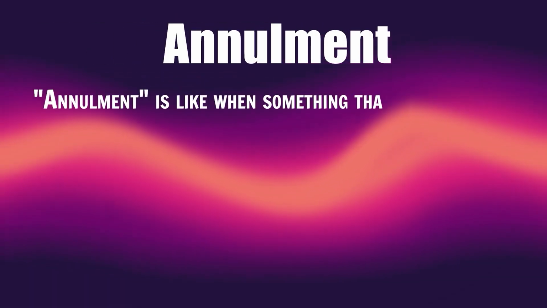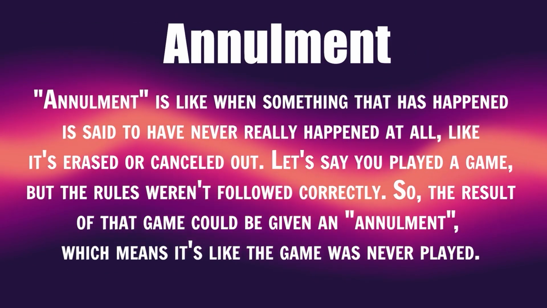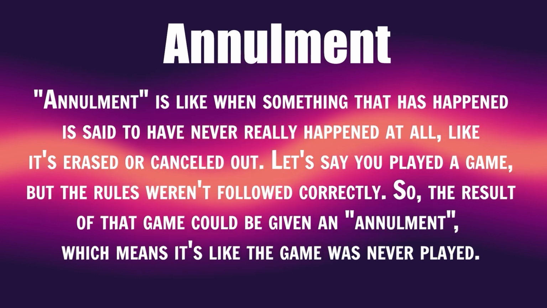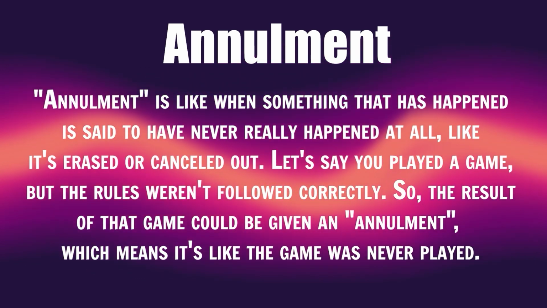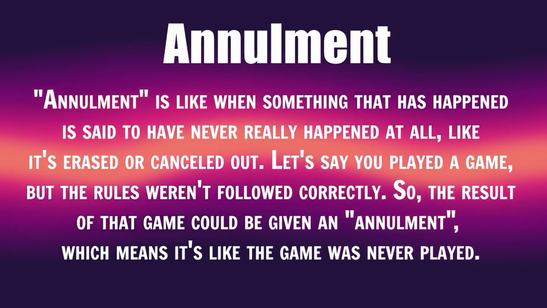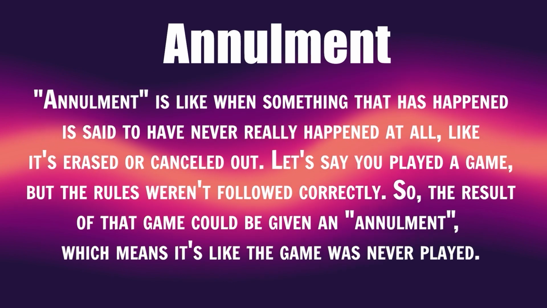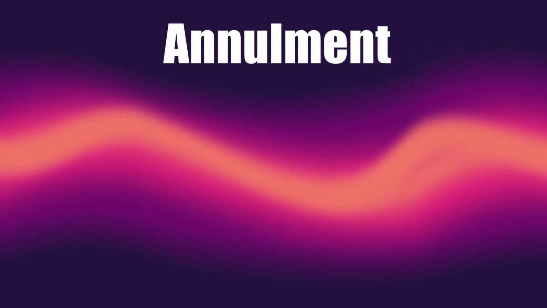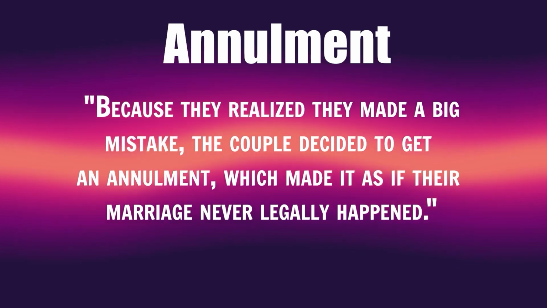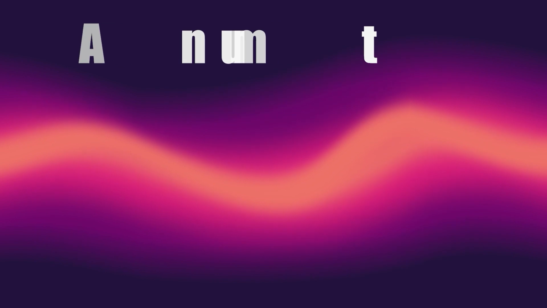Annulment. Annulment is like when something that has happened is said to have never really happened at all, like it's erased or cancelled out. Let's say you played a game, but the rules weren't followed correctly. So, the result of that game could be given an annulment, which means it's like the game was never played. Here's an example sentence. Because they realized they made a big mistake, the couple decided to get an annulment, which made it as if their marriage never legally happened.